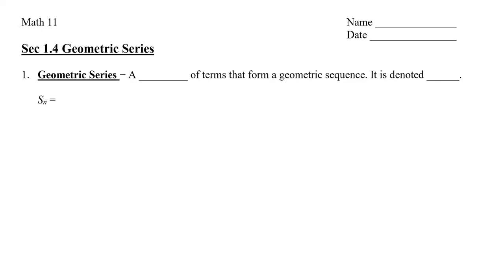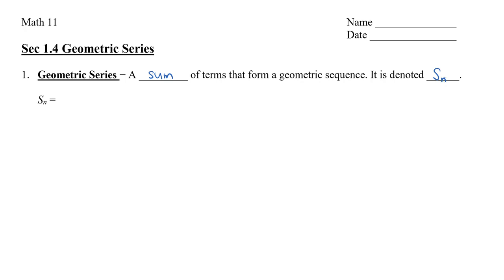In this video, I'm going to show you how to obtain the geometric series formula and then how to use it. So we remember that a series is a sum of terms. So a geometric series is a sum of terms of a geometric sequence. And we denote it with a capital S with a little n. So I'm going to show you how to get the formula.